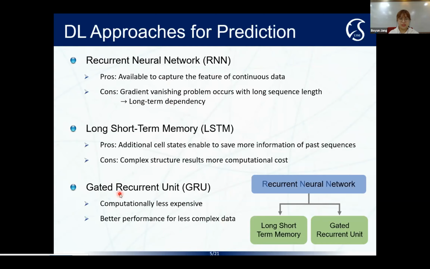To solve long-term dependency, long short-term memory, in short LSTM, was suggested and widely used as a prediction model today. However, the structure of LSTM is quite complex, and this can cause more computational cost. Gated recurrent unit, shortly GRU, is the simpler version of LSTM. The structure of GRU is less complex than LSTM. That is, it is computationally less expensive. Even more, it shows better performance for less complex data. In short, GRU is available to solve the long-term dependency problem in RNN and also has a less computational cost than LSTM.